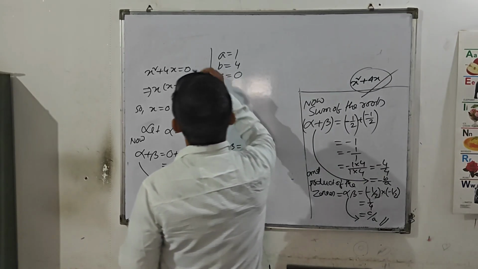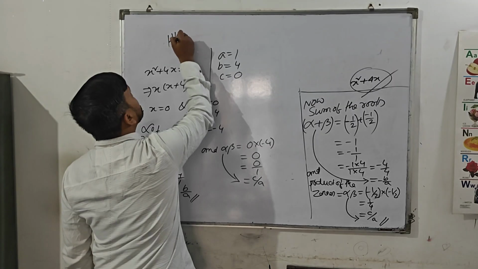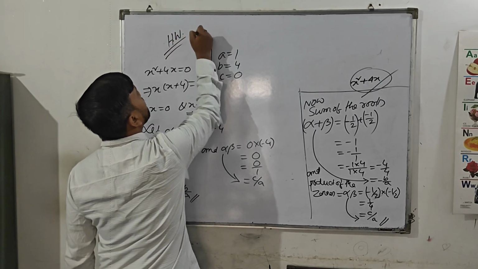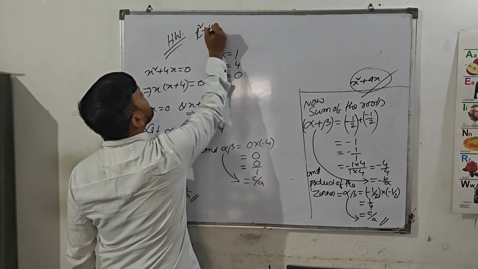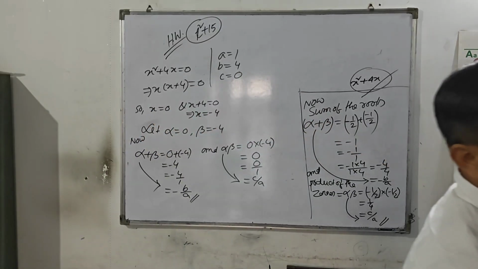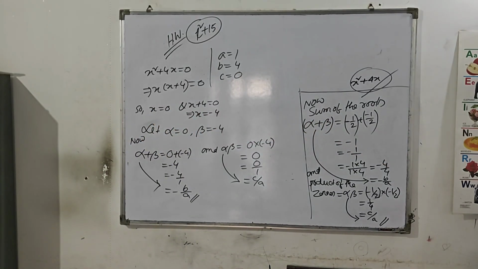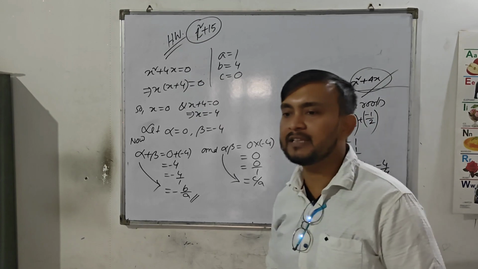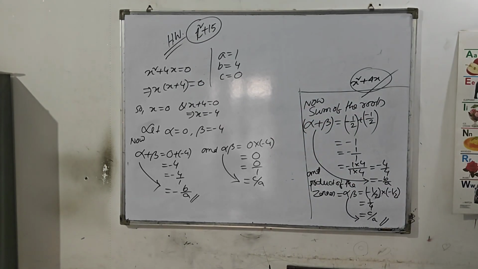Do the same thing for t square plus 15. Please solve it yourself at home. In place of x, I have given another variable, that is t. Okay.